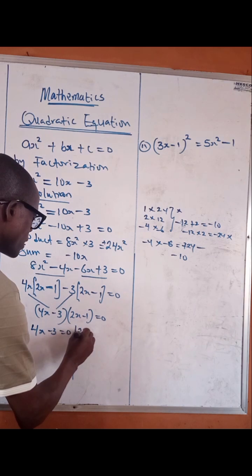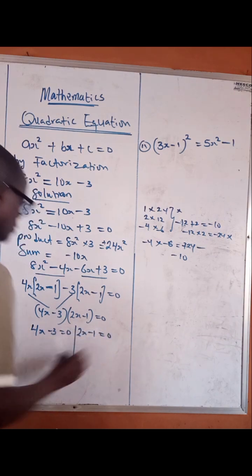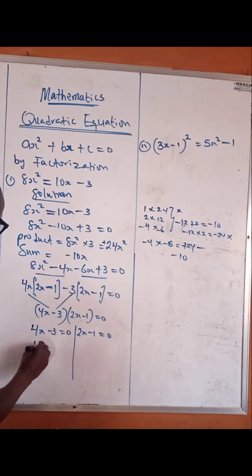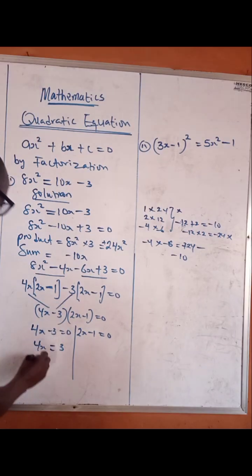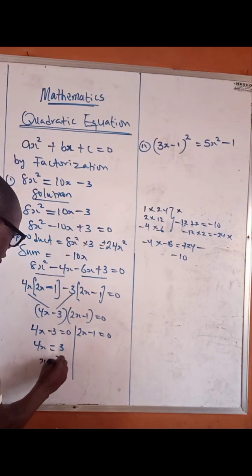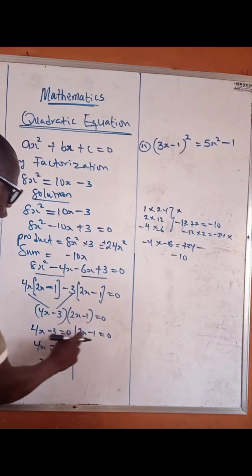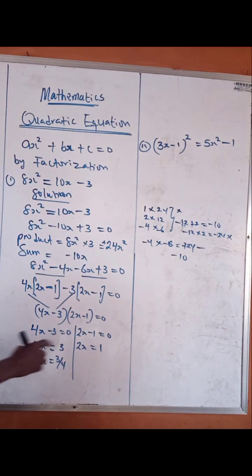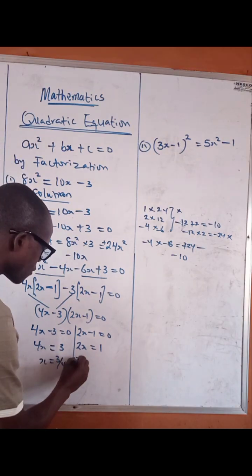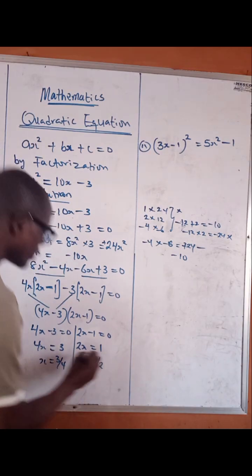Also, 2x minus 1 equal to 0. So this will be 4x. When you take this across, it changes to 3. So our x will equal 3 over 4. Then also, when you move this, we have 2x equal to 1. Now, when you divide through by 2, our x equals 1 over 2.